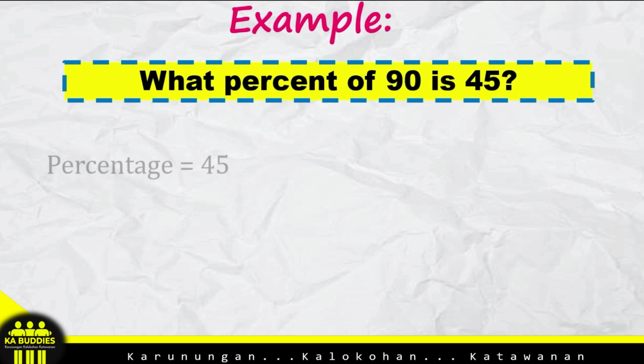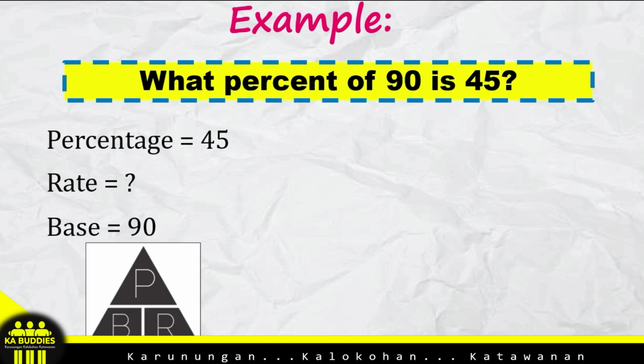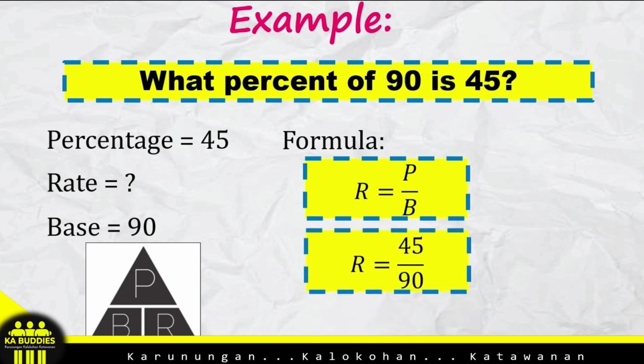So again, we have percentage is equal to 45, rate is missing, and base is equal to 90. Let us again remember our magic triangle. Since rate is missing, our formula will be R is equal to P over B. Let us substitute the given values. We have R is equal to 45 divided by 90. So let's have our solution.